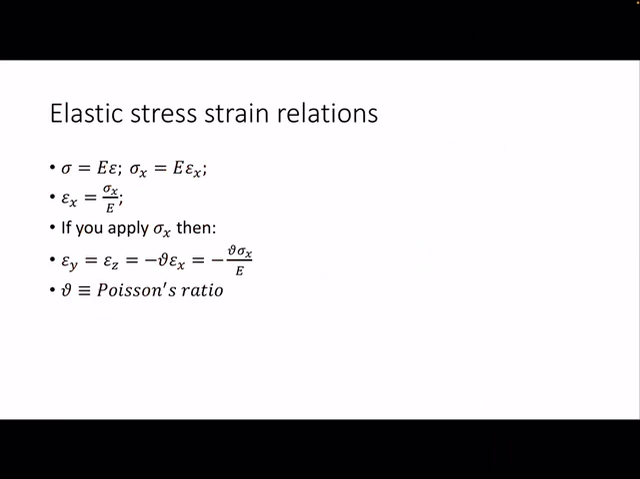Then elastic stress-strain relations. So what are the relationships? First of all, we know this is Hooke's law. Stress is equal to Young's modulus times the strain. So stress in the x direction is equal to Young's modulus times the strain in the x direction. Or we can say that strain in the x direction is equal to the stress in the x direction divided by Young's modulus. And then if we apply sigma x, so stress in the x direction, how does this look?